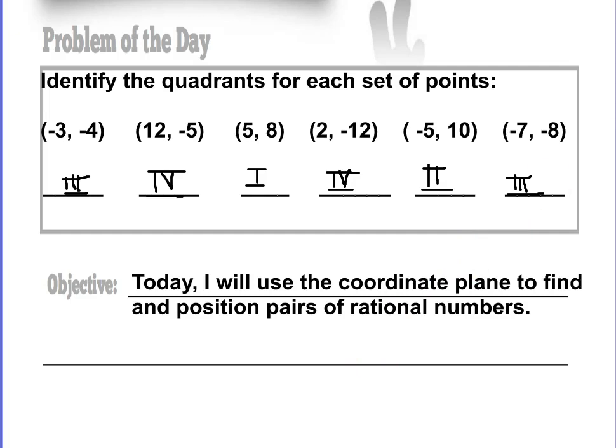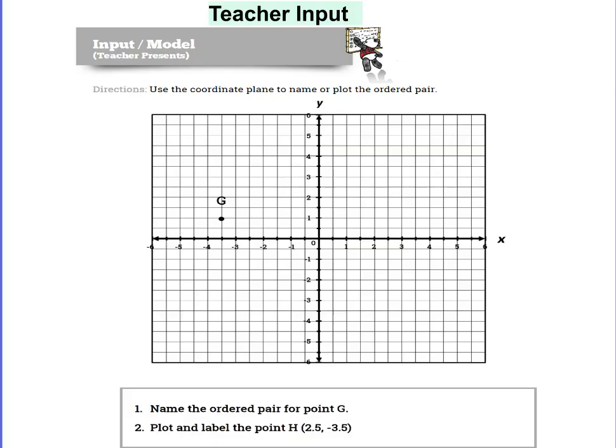Okay? Now, on to teacher input. So I'm looking at the directions. Use the coordinate plane to name or plot the ordered pair. Well, the ordered pair is what I have down here. And I need to plot the ordered pair for point G. Here's point G. Plot and label the point H, and this is what I'm looking for here.